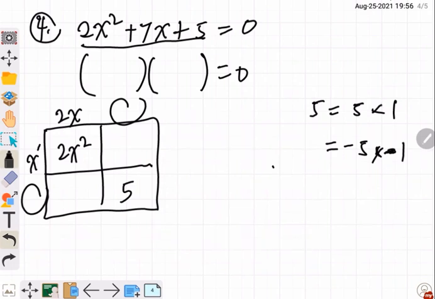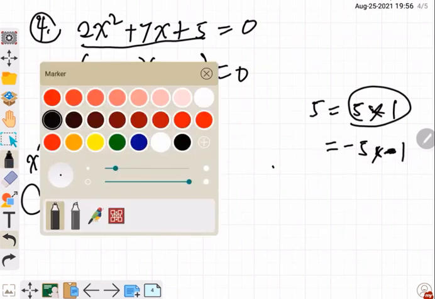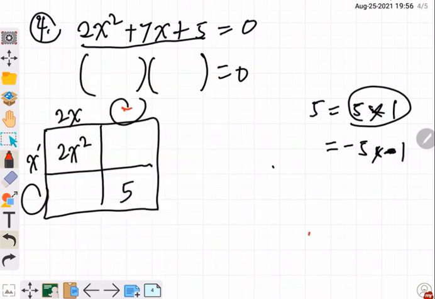That makes it sensible to use only 5 and 1. But we are not sure which one is 5. Is it the partner of 2x, or is it the partner of x? So let's try. So this is 5 here and this is 1 here. Let's try.